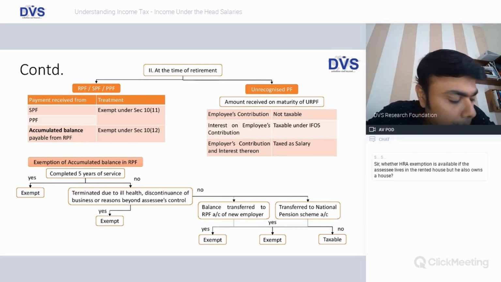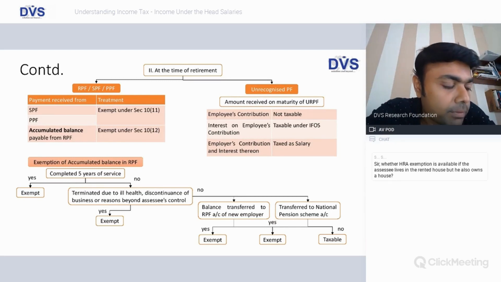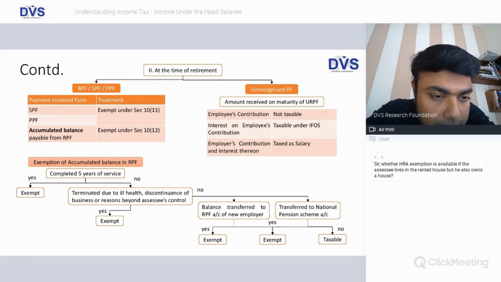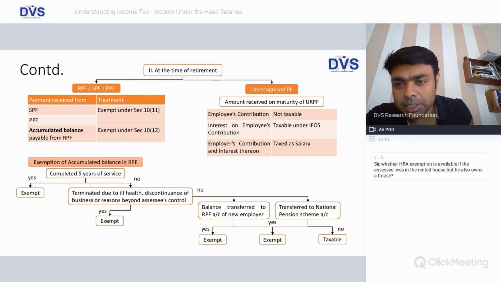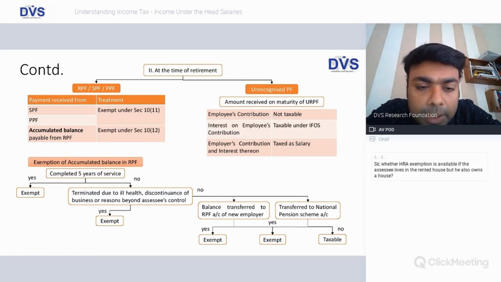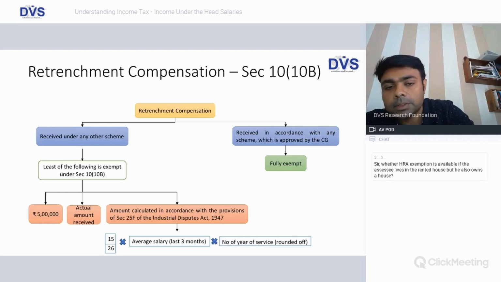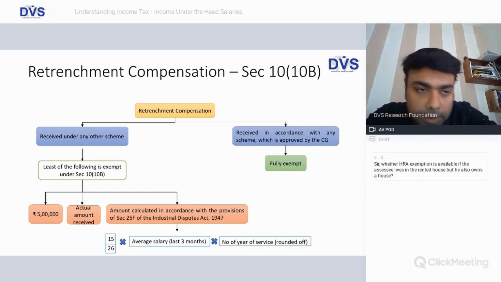Please understand, the amount in a recognized provident fund, if withdrawn after 5 years, is not taxed. If it is withdrawn prior to that, consequent to ill health or for reasons beyond the control of the employee, then again it is exempt. If it is transferred to the recognized provident fund of a new employer, not taxed. Transferred to a national pension scheme, again not taxed. If none of it happens, it gets fully taxed.